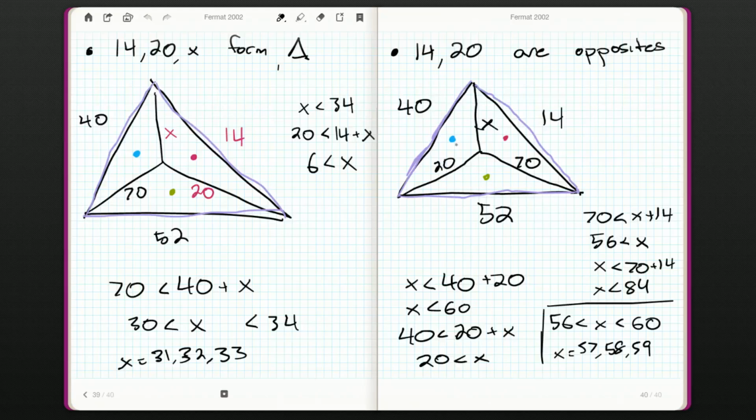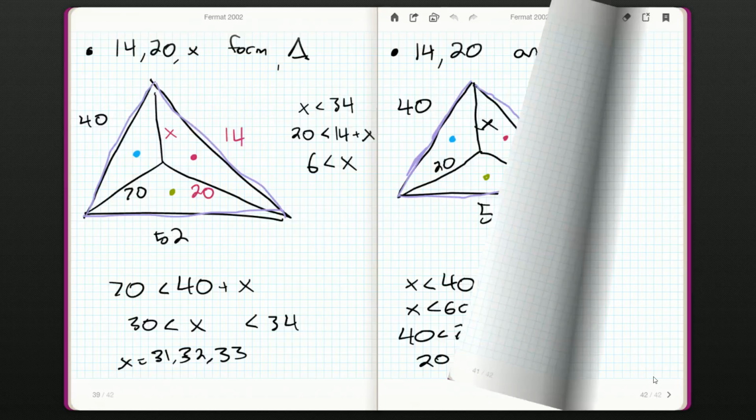Now how about that blue triangle again? X, 20, and 40. Well, we get 2 more inequalities on x. They all have to be satisfied to form triangles, to form a tetrahedron. So we combine them. 56 less than x. That also covers the 20 is less than x case. 60 greater than x. That also covers 84 being greater than x. So x is between 56 and 60. That's 57, 58, 59, and that's it. So that's a total of 6 cases.